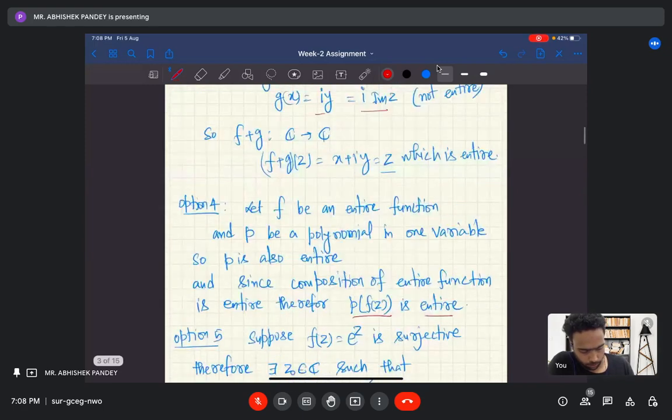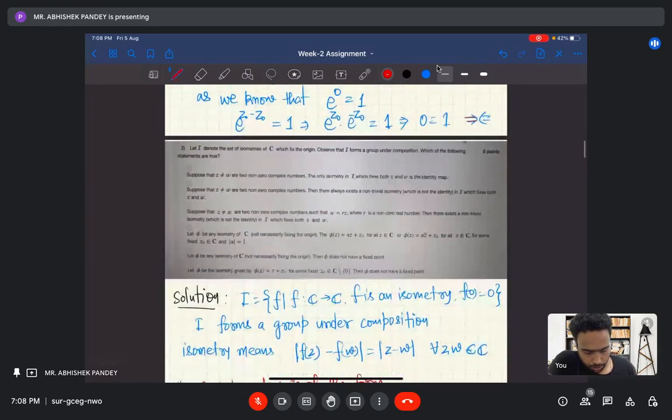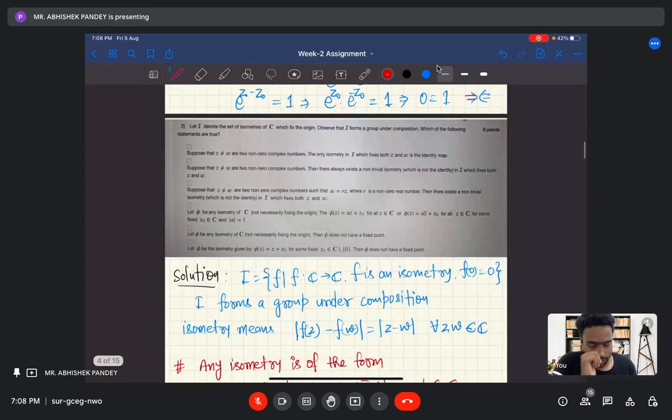Okay, fine. Let us look at the second question. This is basically a very good question, on the isometries of the complex plane. Let I denote the set of isometries of C which fix the origin. Observe that I forms a group under composition. Which of the following statements are true? Remember that I denotes the set of isometries of C which fix the origin.